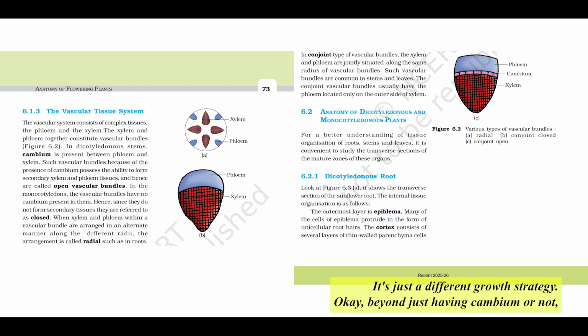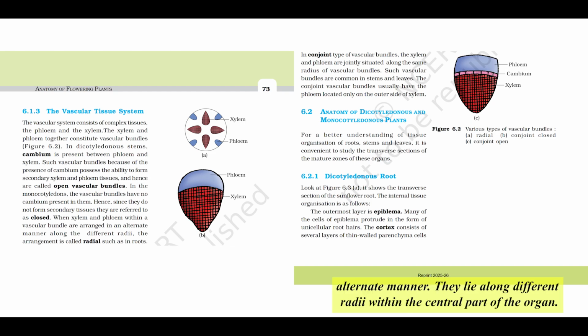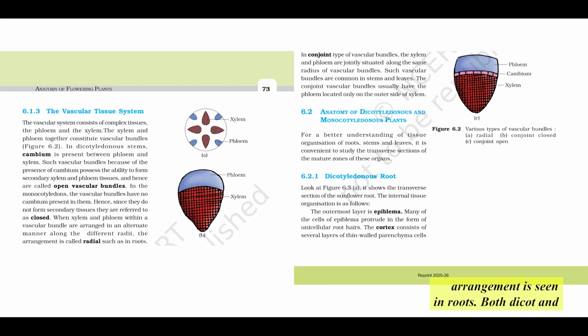Okay, beyond just having cambium or not, the arrangement of vascular bundles within the plant body also varies quite significantly, and these arrangements provide key identification features. We mainly recognize two types of arrangement. First, radial arrangement. In this setup, the xylem and phloem are arranged in an alternate manner. They lie along different radii within the central part of the organ. A classic, very clear example of this radial arrangement is seen in roots.